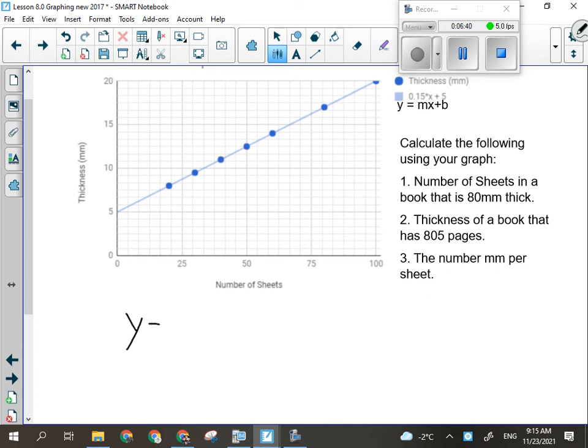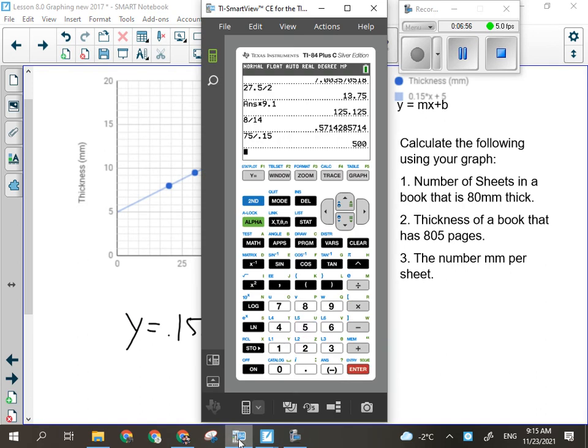So y equals 0.15 millimeters per sheet times 805 sheets, plus the 5 millimeters for the cover. So 0.15 times 805, plus the cover. It'll be 125.75 millimeters thick. In other words, just under 13 centimeters.